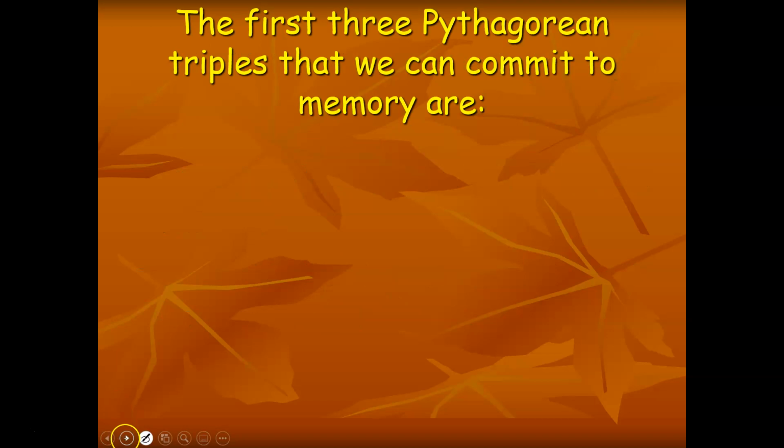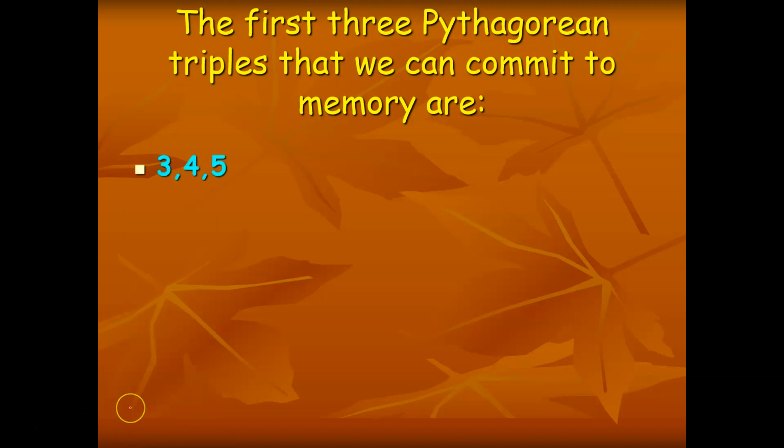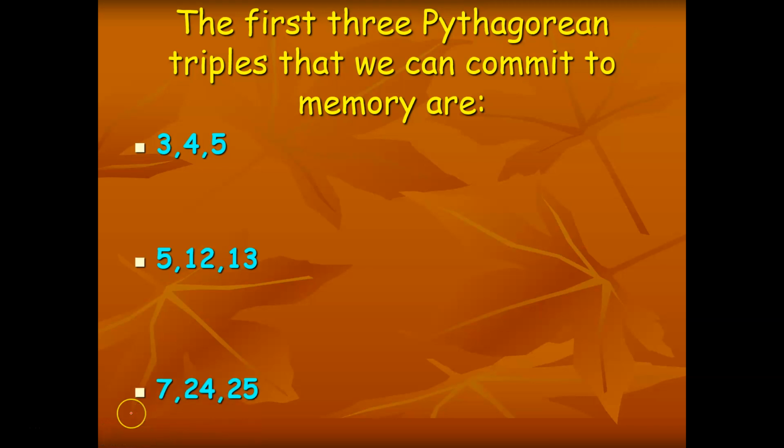So here are the first three that you can commit to memory, or just the three easier ones that I know of. The first one is 3, 4, 5. When I say a triple, it means three numbers. The second one's 5, 12, 13. And the third one I put as 7, 24, 25. There are some in between those, but I just started with three with different increment sizes of numbers. So here's what we do with these.